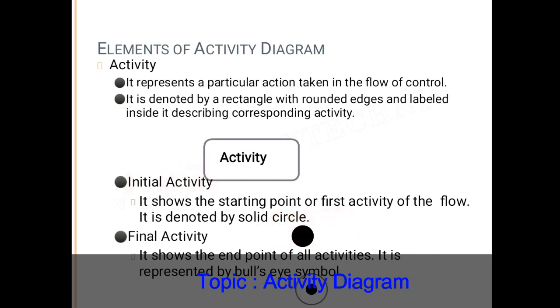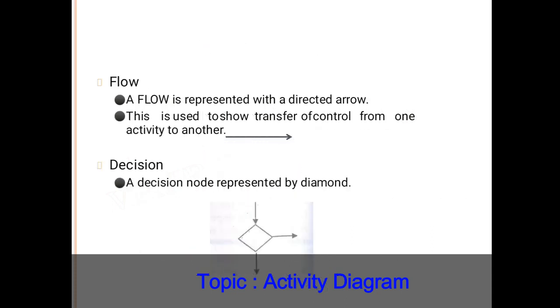Then the next symbol shows the end point of all activities. It is represented by a bull's eye symbol. So the final activity we have to represent with the bull's eye symbol, and that is known as the end point of all activities.